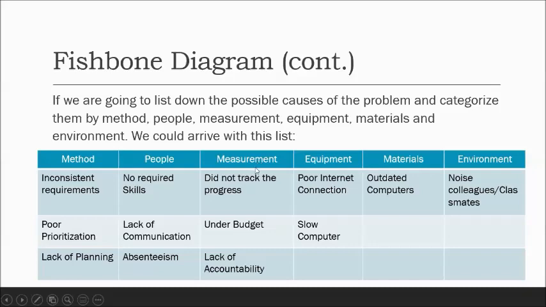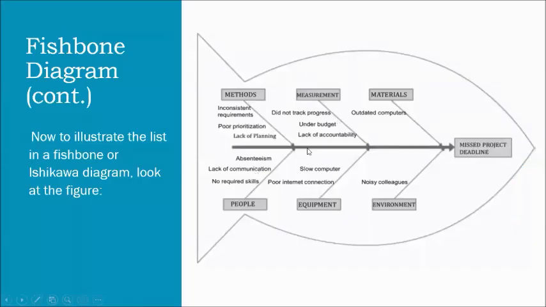Okay? So, paano natin siya i-rewrite, i-illustrate sa isang fishbone diagram? So, ito ngayon yung illustration. Okay? So, methods, you identified 3 causes. Measurement, you identified 3 causes. Materials, 1 cause. People, 3 causes. Equipment, 2 causes. And environment, 1 cause. So, dahil dito sa causes na to, okay, ano yung naging problem yun?